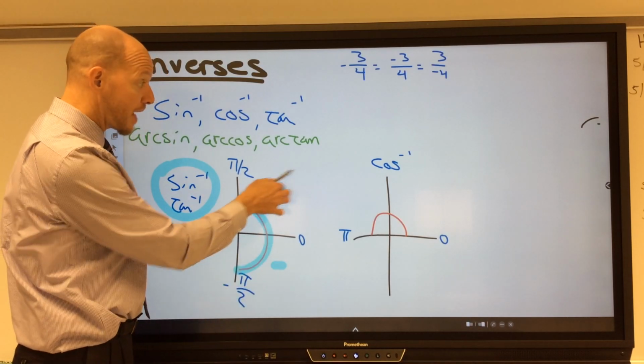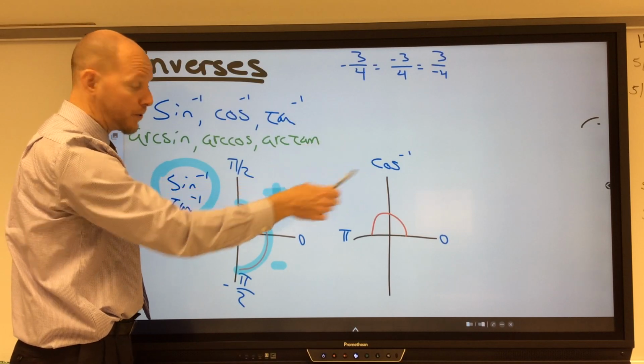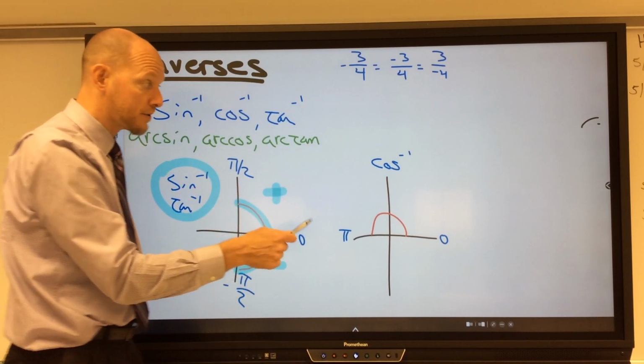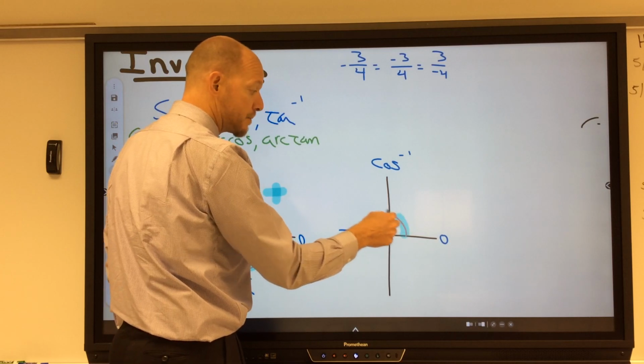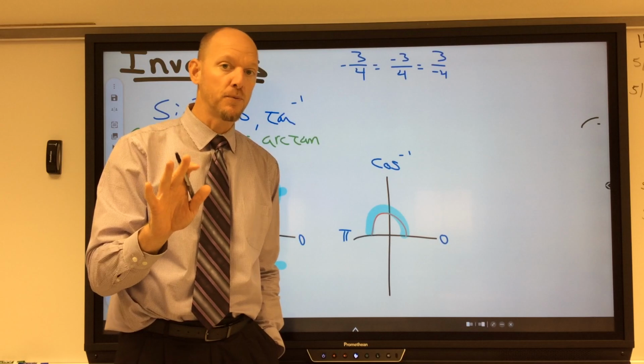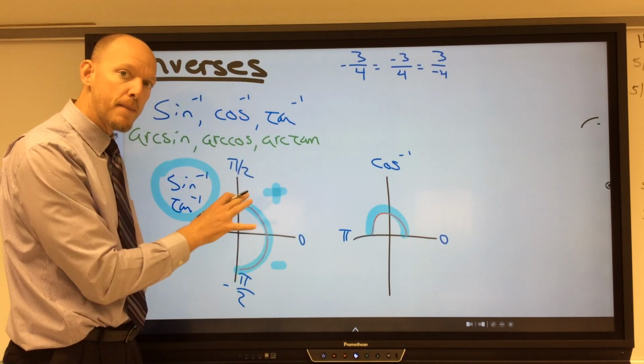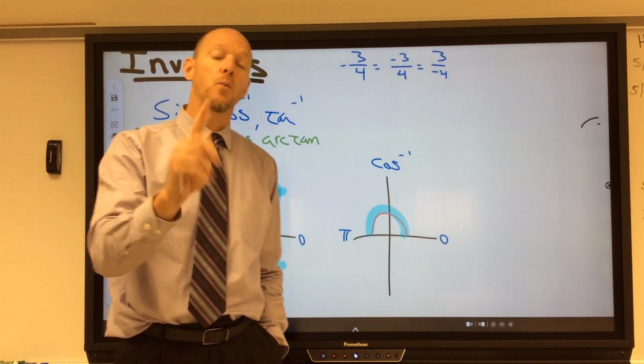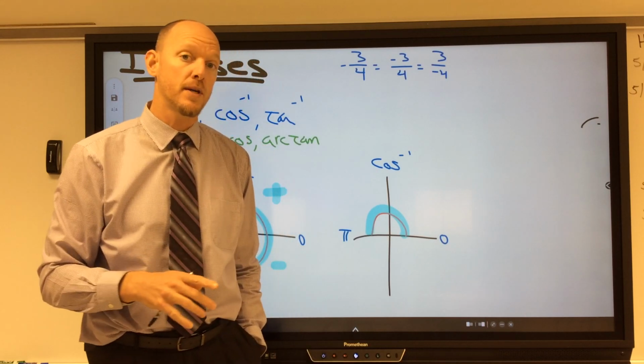But since cosine, which is the x component, would be positive in both of those quadrants, cosine is defined from 0 to pi. So when we're calculating these principal roots, we're going to use this key information to help us find the one angle that satisfies the equation.